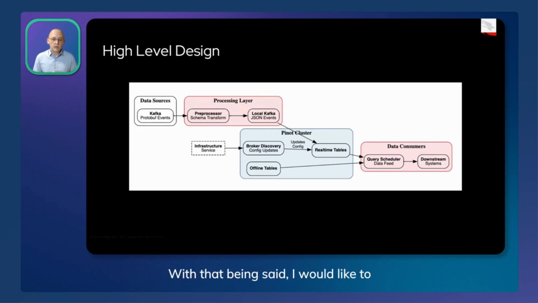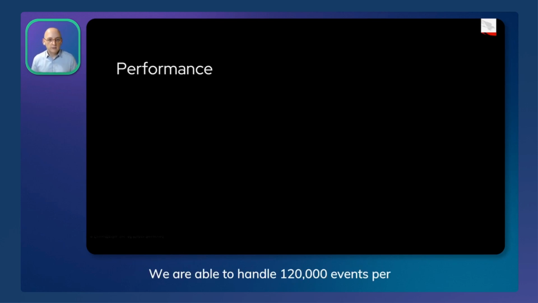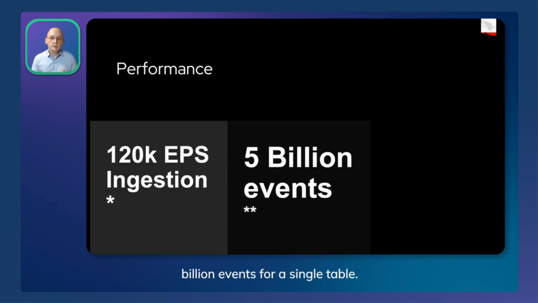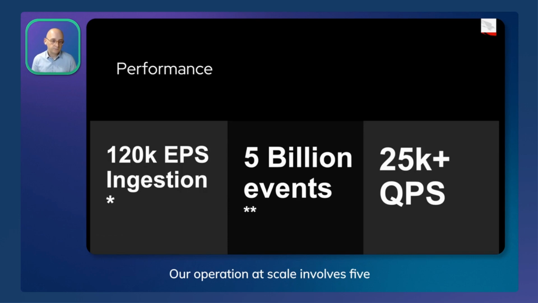With that being said, I would like to share some observations out of our deployment landscape. We are able to handle 120,000 events per second for a single replica of a single table. This is observed in one of our production deployments. We have ingested over 5 billion events for a single table, and the peak rate of queries per second that we have observed is 25,000 for our busiest table.